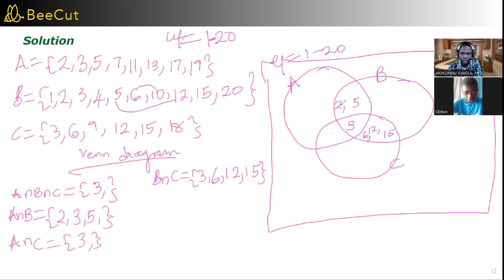In the circle of A, I already see 2, 3, and 5. Yes or no? Yes. So what remains? 7, 11, 13, 17, and 19.